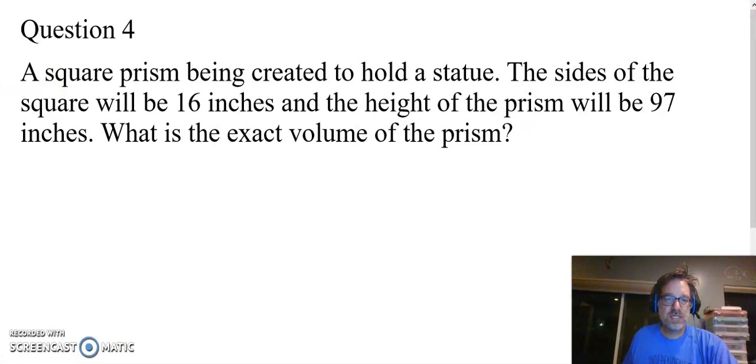So we're told the sides of a square will be 16 inches. Let's start at the beginning. A square prism is being created to hold a statue. The sides of the square will be 16 inches and the height of the prism will be 97 inches. What is the exact volume of the prism?